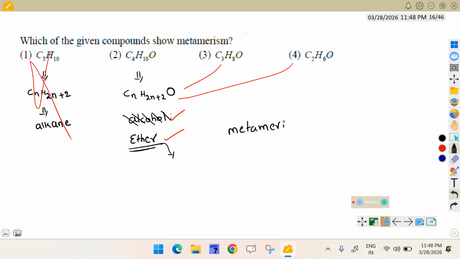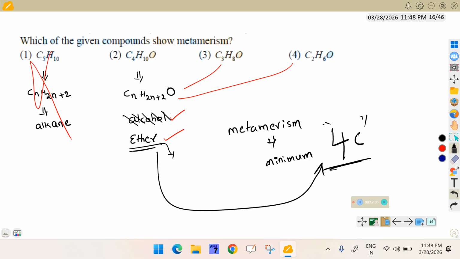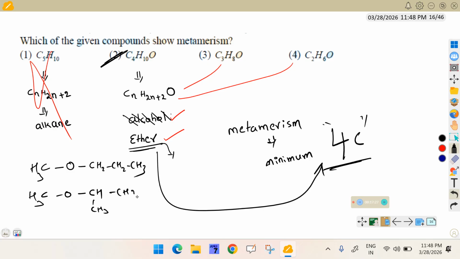For metamerism, minimum 4 carbon atoms are required. In case of ethers, 4 carbon atoms are required. So that's the reason the correct answer is the second option. CH3 possible metamers: CH3O CH2CH2CH3, CH3O CH(CH3)CH3, CH3CH2OCH2CH3.